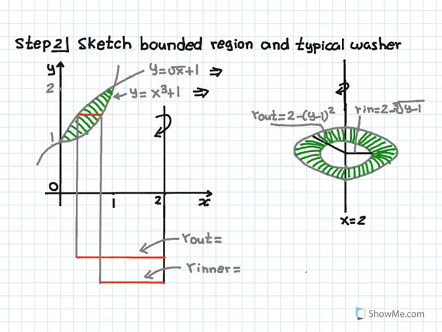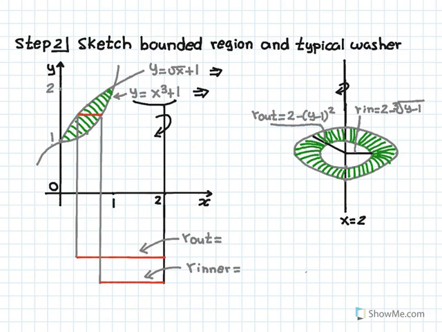All right, the next step is to sketch the bounded region and a typical washer. The most important thing is to define the outer radius and the inner radius. The outer radius in this case is the distance from the axis of rotation, which is x equals 2, to the farthest point on the horizontal slice that we've drawn. And that distance is going to be 2 minus the x value corresponding to y equals root x plus 1. The inner radius is the distance from the axis of rotation to the closest point on the horizontal slice that we've drawn. That's going to be 2 minus the x value corresponding to the cubic function y equals x cubed plus 1. So we're going to need to solve for x in terms of y.